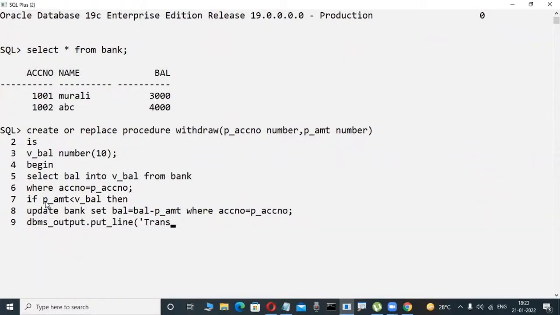Transaction successful. Don't worry about this one, just observe it here. It's simple coding, some coding is there. Now check it out here. Insufficient funds, else insufficient funds.